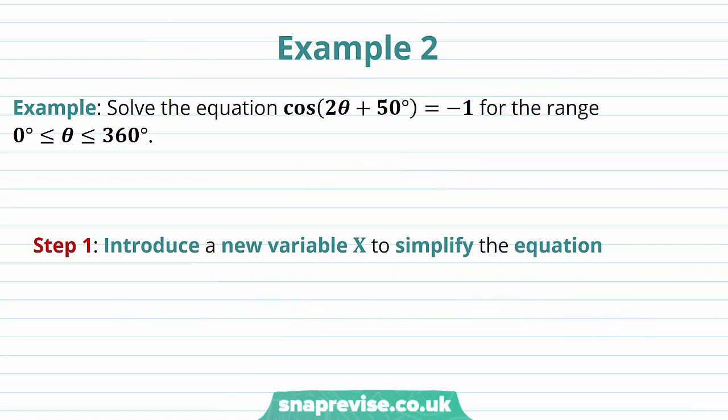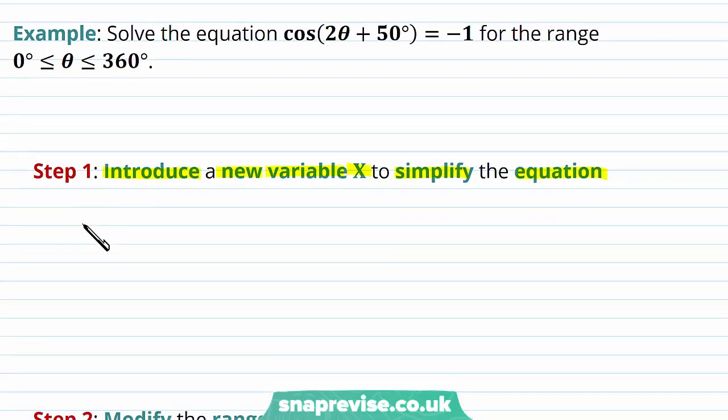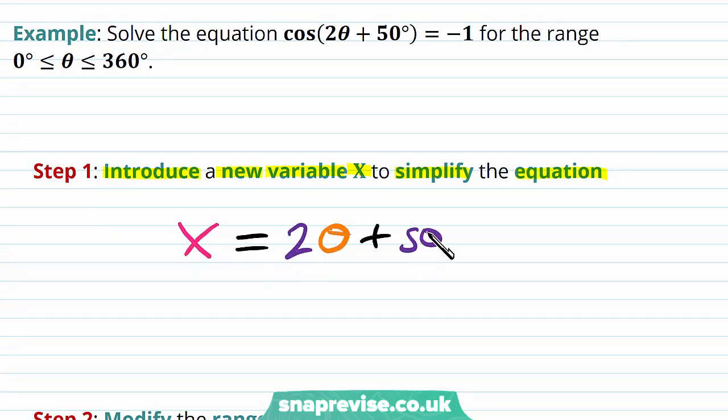Our second example asks us to solve the equation cos of 2 theta plus 50 equals minus 1 for the range 0 less than or equal to theta less than or equal to 360 degrees. Our first step is to introduce a new variable capital X to simplify the equation. Let us let X be the inside function, 2 lots of theta plus 50. Our equation therefore becomes cos of capital X is equal to minus 1.